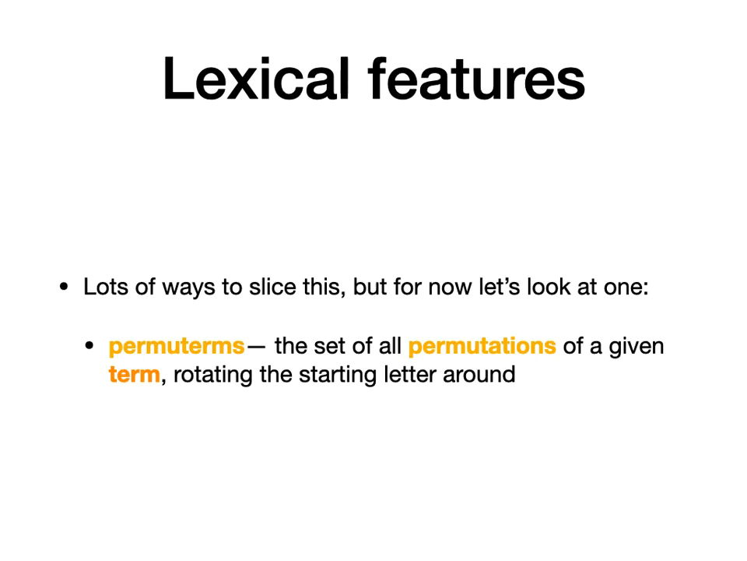So this depends on defining how lexical features, like what are we going to use to actually search for these terms, right? So there's a lot of ways to do this. We'll talk about a couple. To start, we'll just look at permuterms. This is the set of all permutations of a given term, and we'll rotate the starting letter around. It might quickly make sense why we would want to do this.